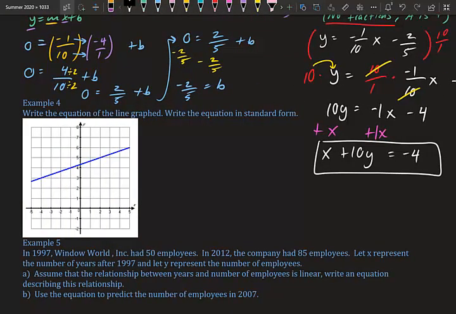Alright, write the equation of a line graphed. Write the equation in standard form. So it doesn't matter. It says write equation line. We bust out those few steps.